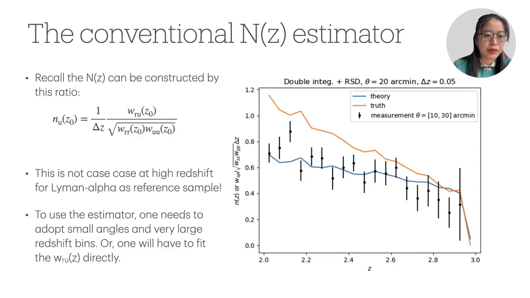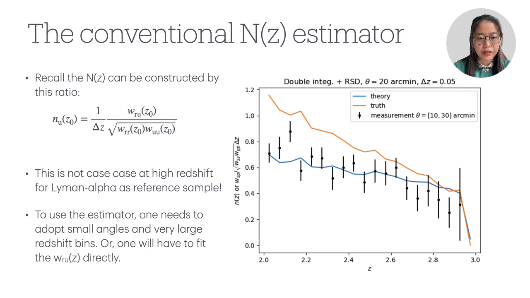Now, coming back to our N of Z estimator, if we put these three functions together to obtain this N of Z, do we get back to the truth? The short answer is no. On the right-hand side, I'm showing you a simulation case where the true unknown redshift distribution is shown in orange, and the measurements from this ratio of the cross and autocorrelations are shown in the black data points. You can see that there is not only an amplitude mismatch, but also a tilt introduced to the shape of the N of Z.